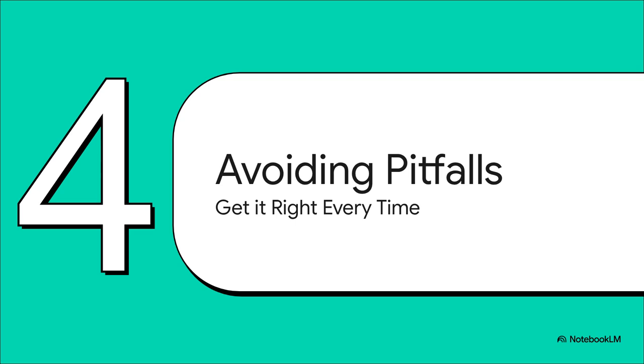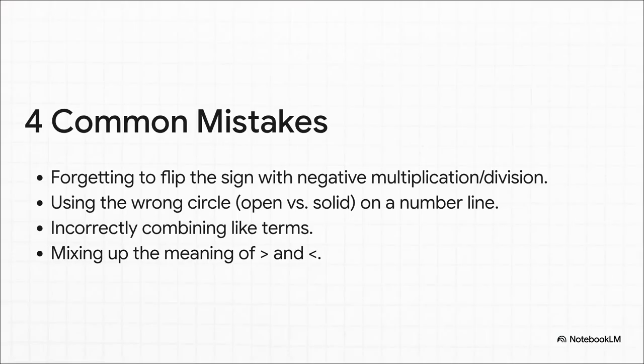Okay, we've covered the language, the one big rule, and how to visualize the answers. So to wrap this all up, let's just quickly go over the most common mistakes so you can sidestep them and get these right every single time. Here's our little mental checklist. Number 1, and this is the big one by far, forgetting to flip that sign when you multiply or divide by a negative. We've hammered that one home. Number 2 is using an open circle when you should have used a solid one, or vice versa. Number 3 is just simple algebra mistakes, messing up your terms. And number 4 is mixing up which way the sign is supposed to point in the first place. Always worth a double check.